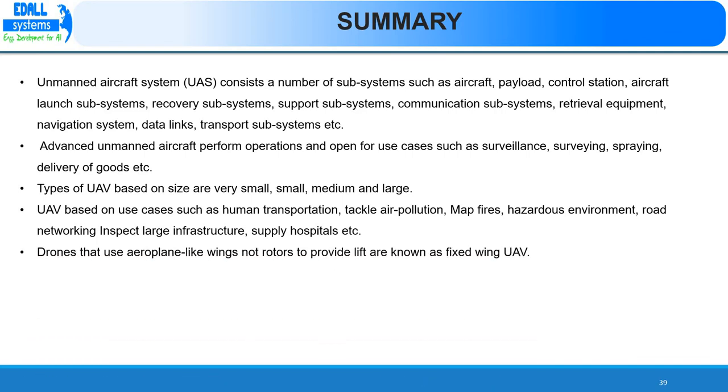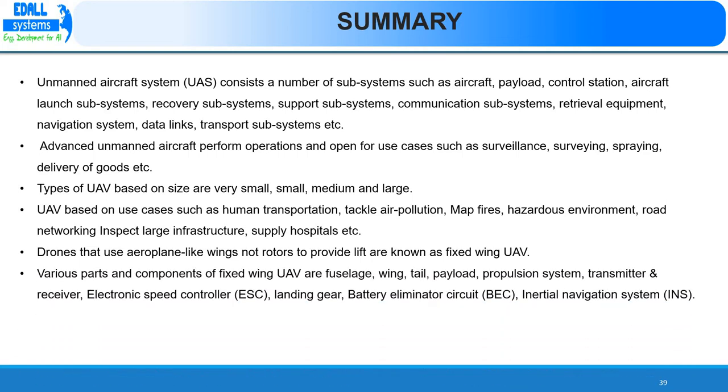Drones that use aeroplane-like wings, not rotors, to generate lift are known as fixed-wing UAV. Various parts and components of fixed-wing UAVs are fuselage, wing, tail, payload, propulsion system, transmitter and receiver, electronic speed controller, landing gear, battery eliminator circuit, and inertial navigation system. And at the end, we saw the list of fixed-wing UAVs.